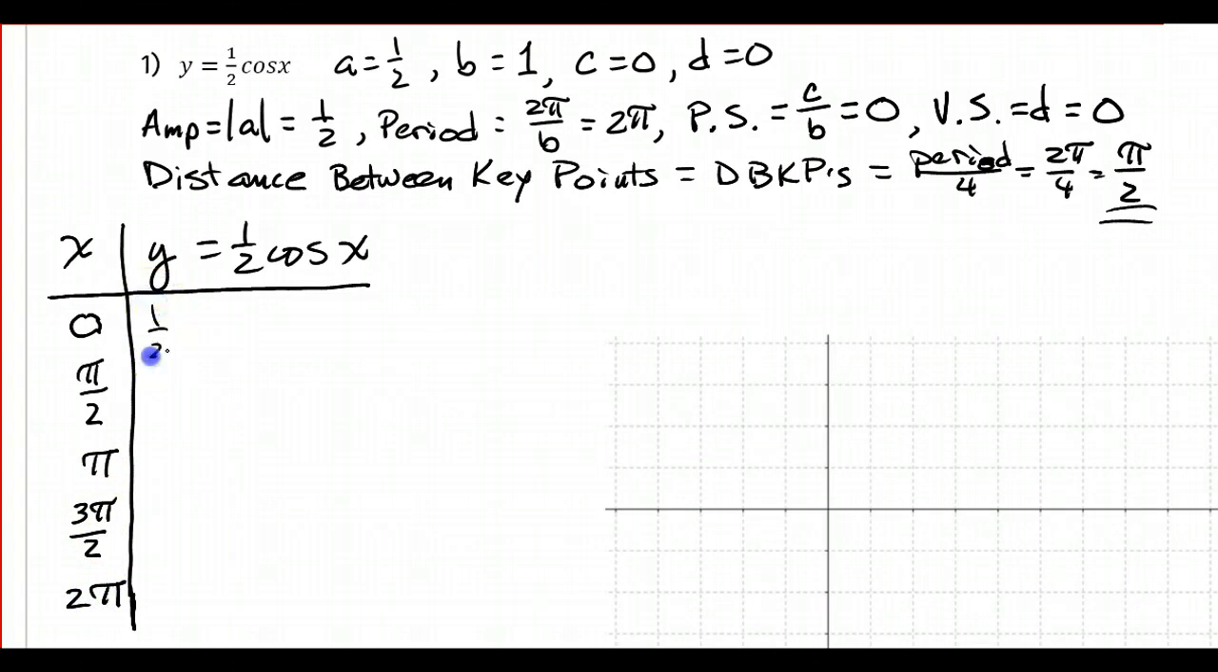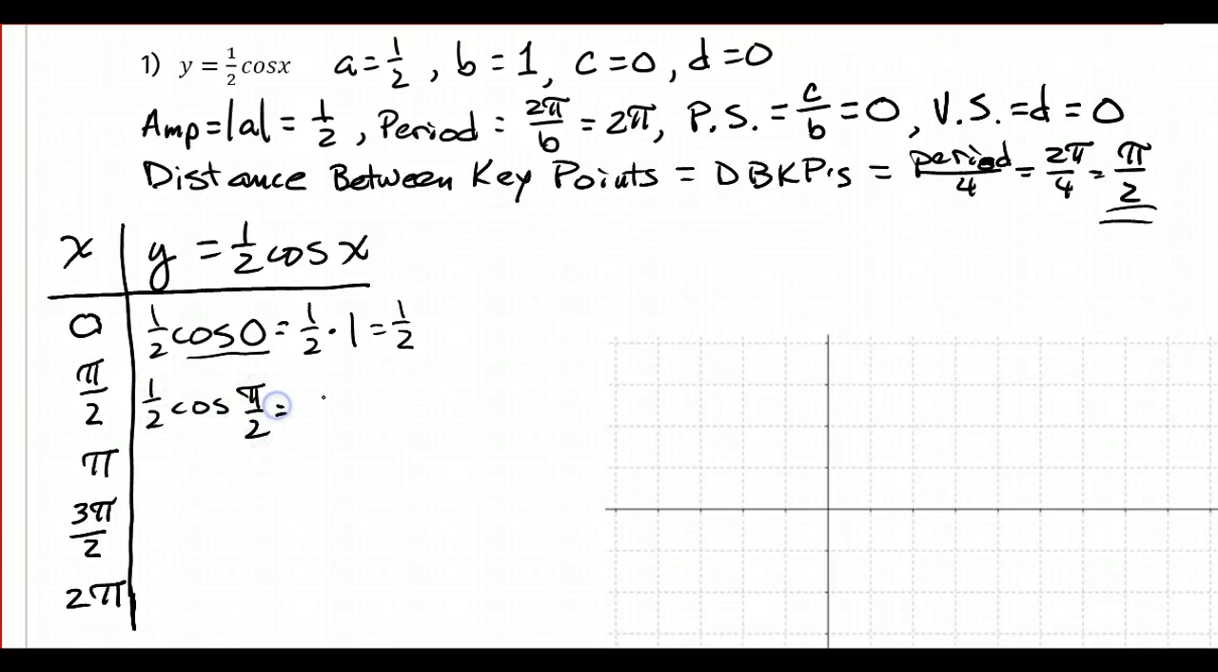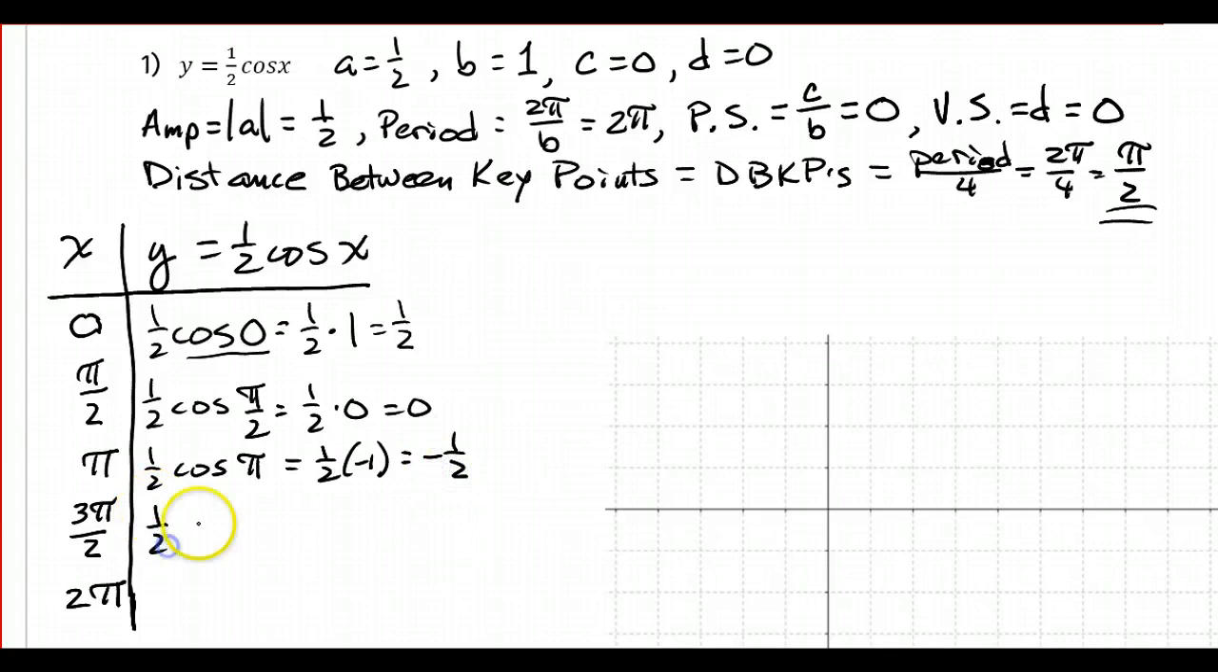So I've got 1/2 times the cosine of 0. So that's 1/2 times 1, because the x coordinate at 0 is 1. So that gives me a half. So now I have an ordered pair that's 0 and a half. And then I'm going to plug in pi over 2, cosine of pi over 2. So that's a half times 0, which is 0. I have a half times the cosine of pi. Over at pi, the cosine is -1, so I have negative a half. Then I have a half times the cosine of 3 pi over 2. So that's a half times 0 again, which is 0.